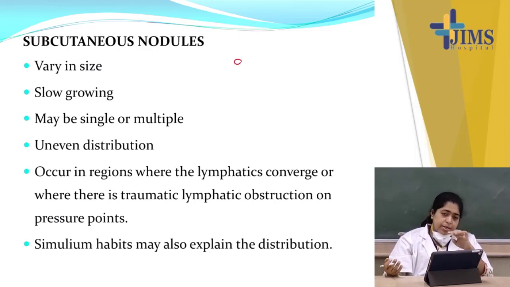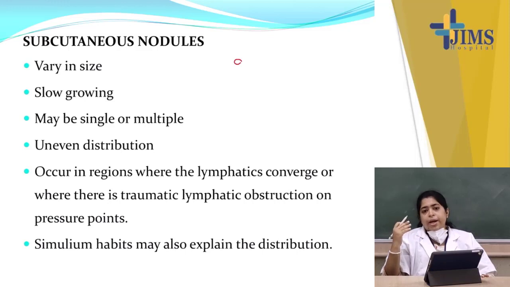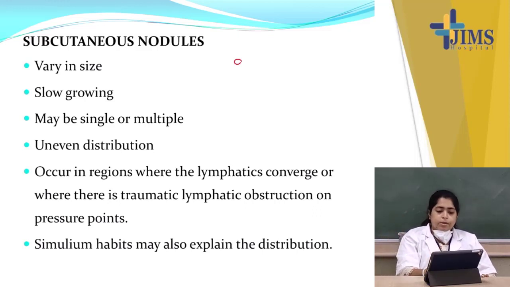It actually depends upon the biting habit of the Simulium. If in certain areas the Simulium bites on the lower limbs, the nodules will be formed in the lower limbs. And if they bite in the upper portion of our body, like the head or hands, the nodules will be formed there accordingly. So, uneven distribution.